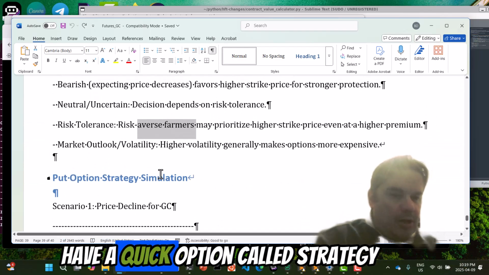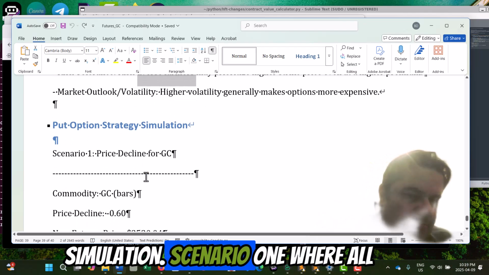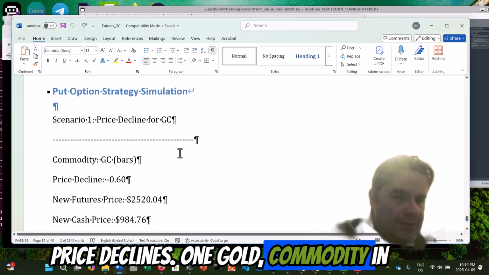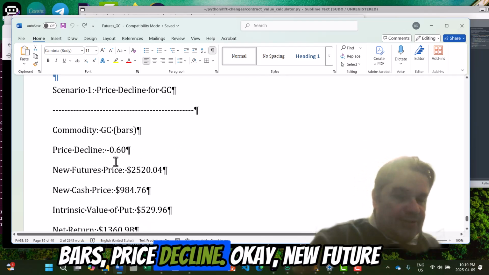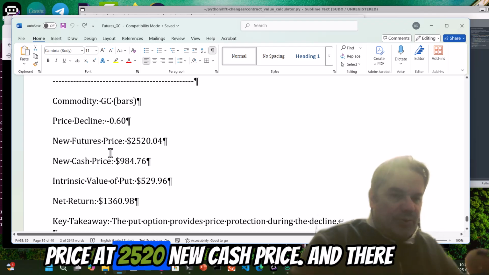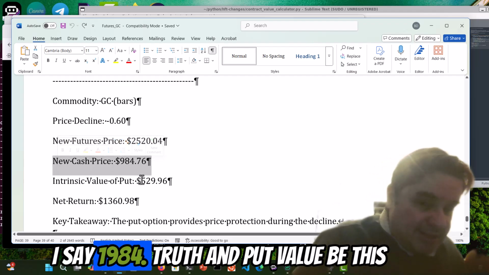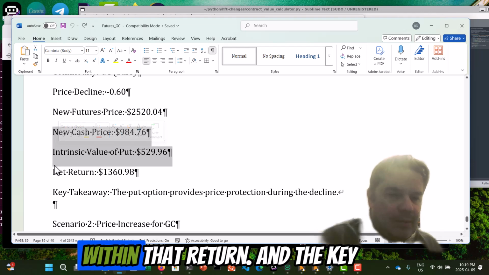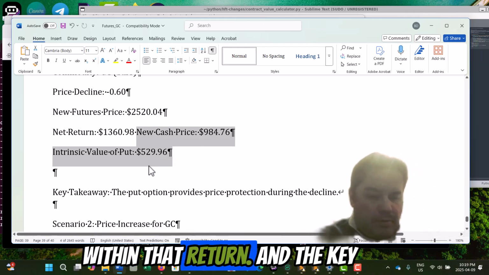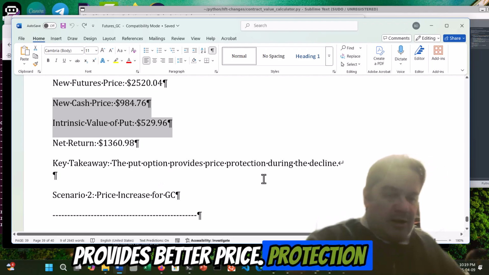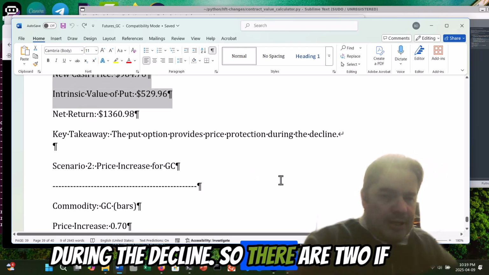In this one, we have a put option call strategy simulation. Scenario one, where price declines on gold, commodity and bars, price decline. Okay. New futures price at 25.20, new cash price at, dare I say, 984. Intrinsic put value would be this, with a net return. And the key takeaway in this case would be put option provides better price protection during the decline.